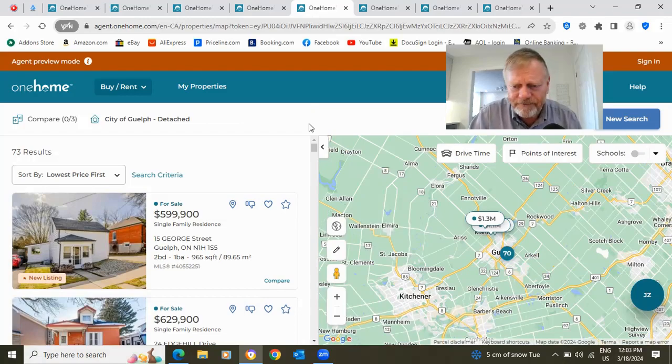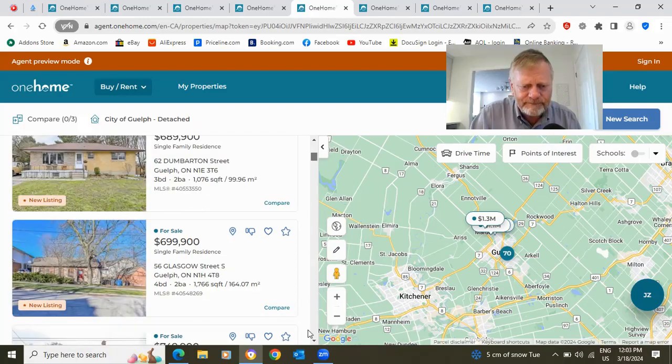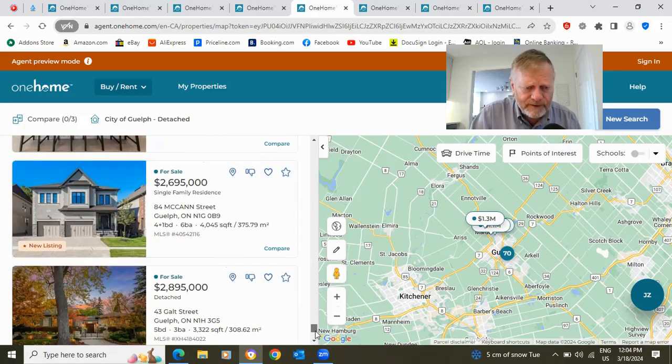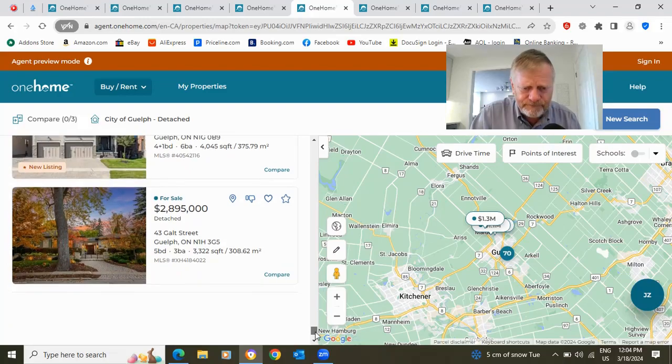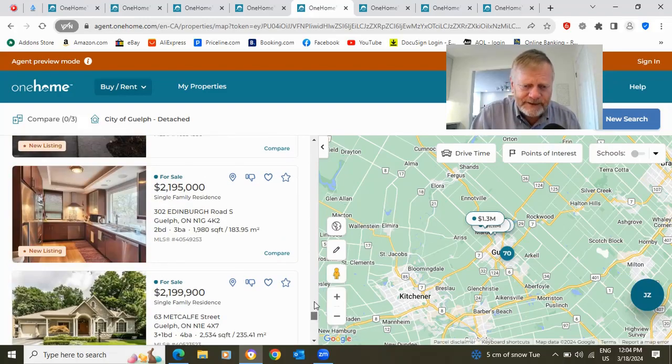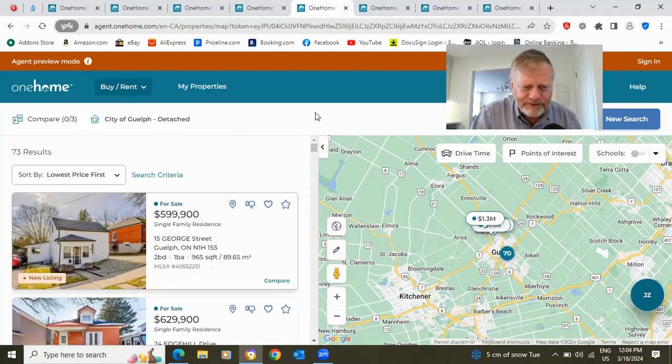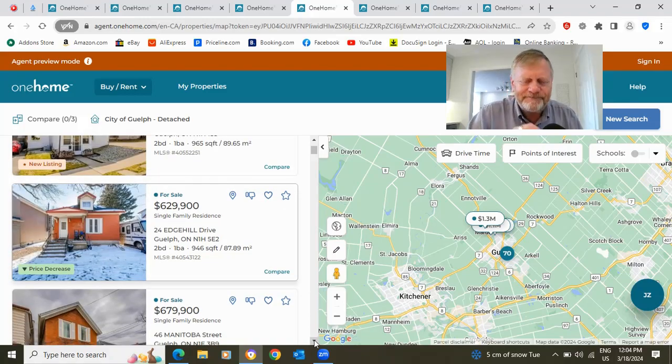Moving on, we've got the city of Guelph. Now, the city here we have 73 results, and the range is from just under 600,000 up to almost 2.895, and that's the city of Guelph proper. So that's interesting.